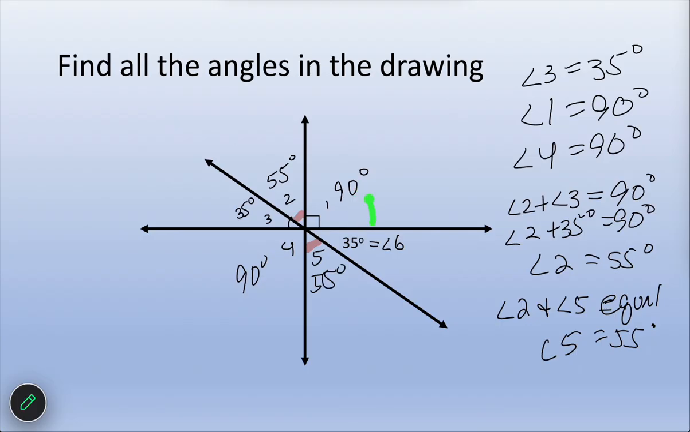Now you can check your work, it's kind of interesting. If you add up 90 plus 55 plus 35 plus 90 plus 55 plus 35, you should get a total of 360. That's kind of a nice way to check your work. But we have found all of the angles that they asked us to.